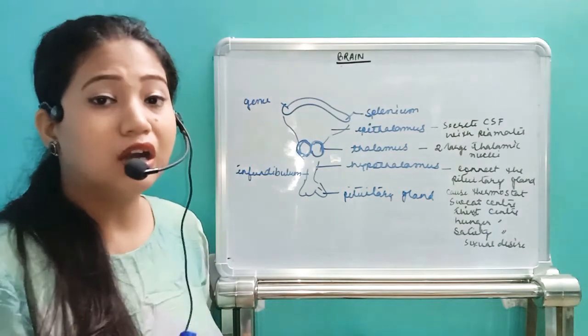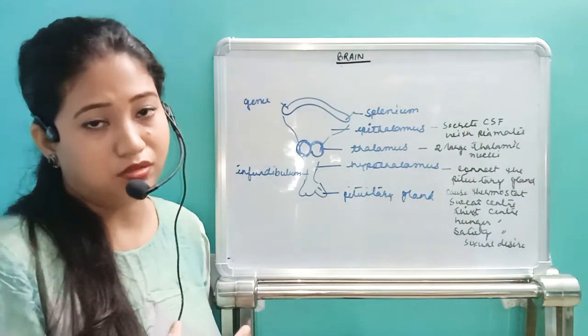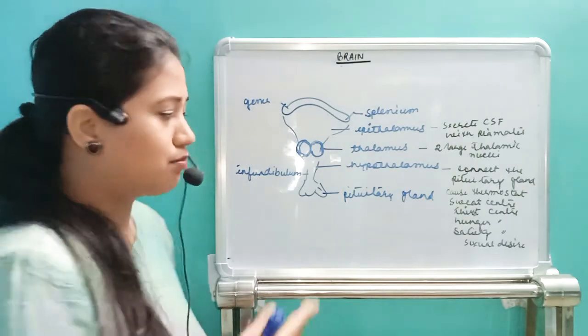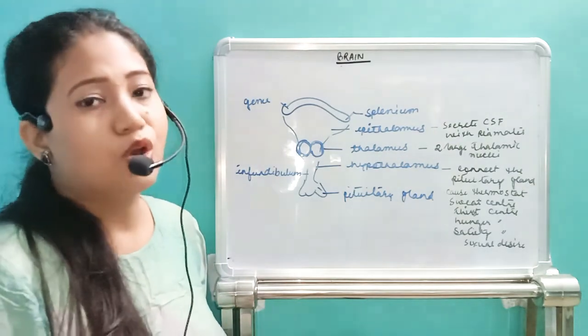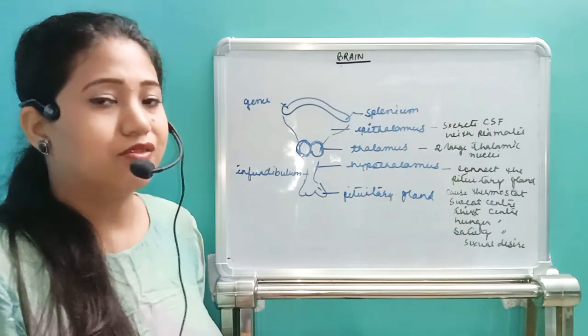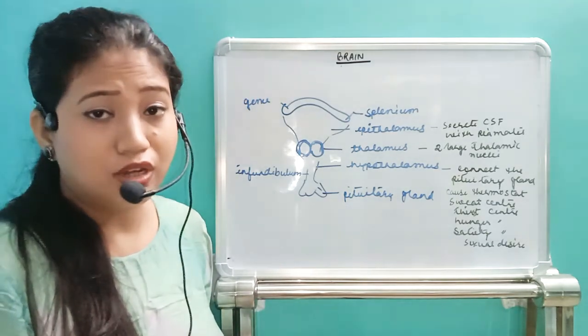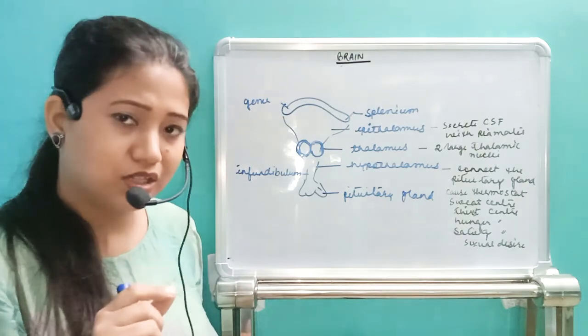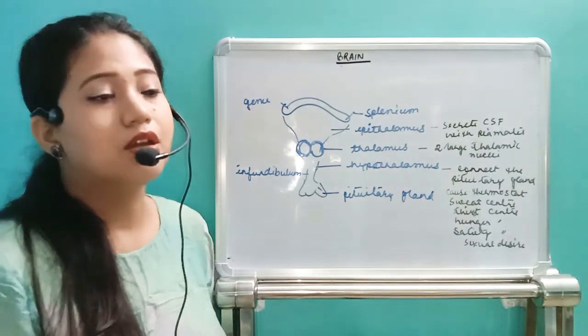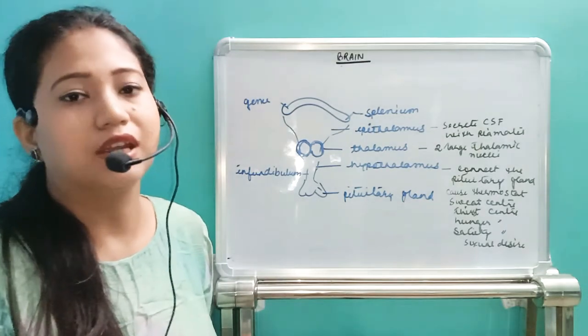Next, our hunger is also controlled by the hypothalamus. Our thirst, how can we understand that we are thirsty? Because the hypothalamus is there. After we have taken food, the feeling of fullness is also an indication given by the hypothalamus.